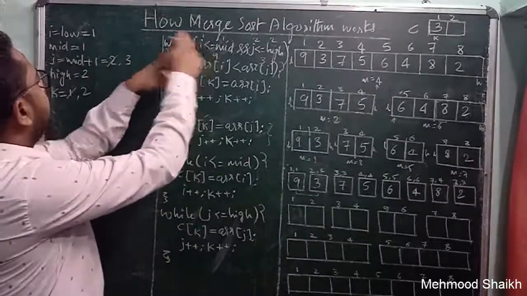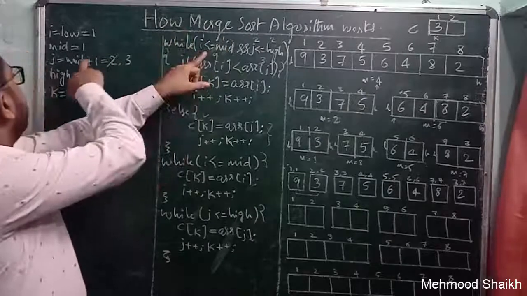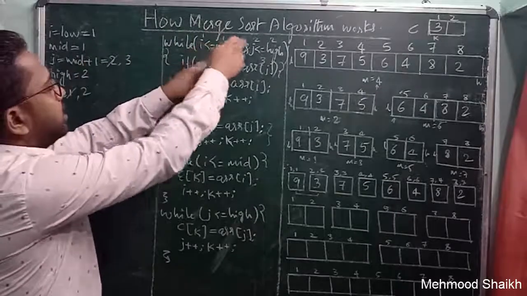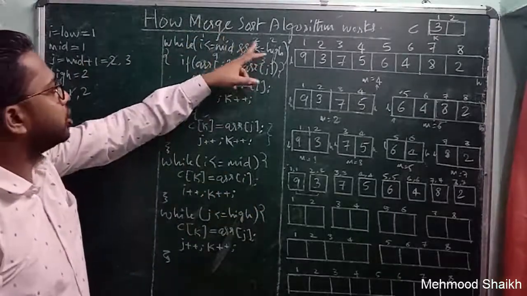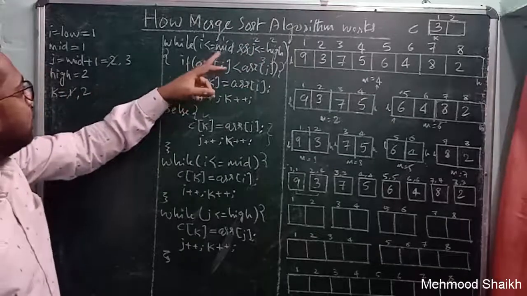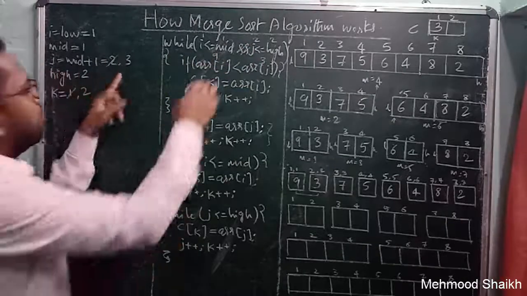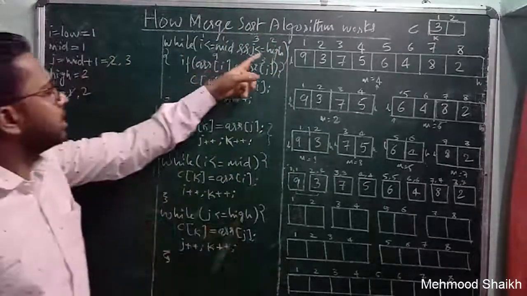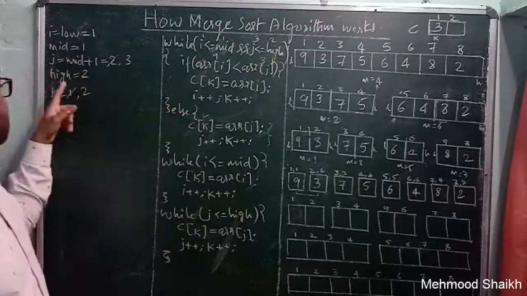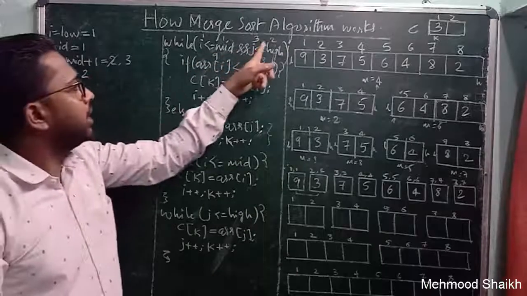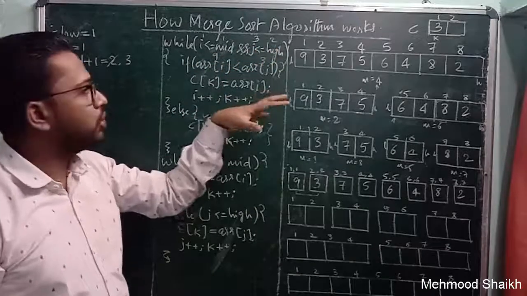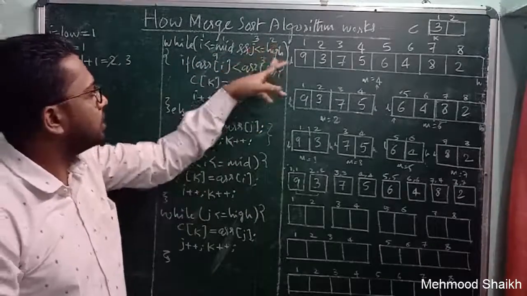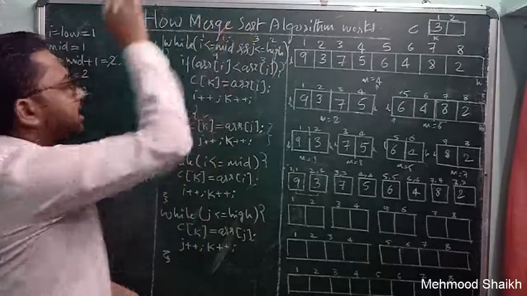Okay, so now let us apply. Now i is 1. 1 is less than or equal to mid, yes, 1 is less than or equal to 1, condition true. And j is 2, yes. What is j here? j is 3. Now j is changed to 3. 3 is less than or equal to high, which is 2. So 3 is not less than or equal to 2. That means this condition is false. Only this condition gets satisfied.